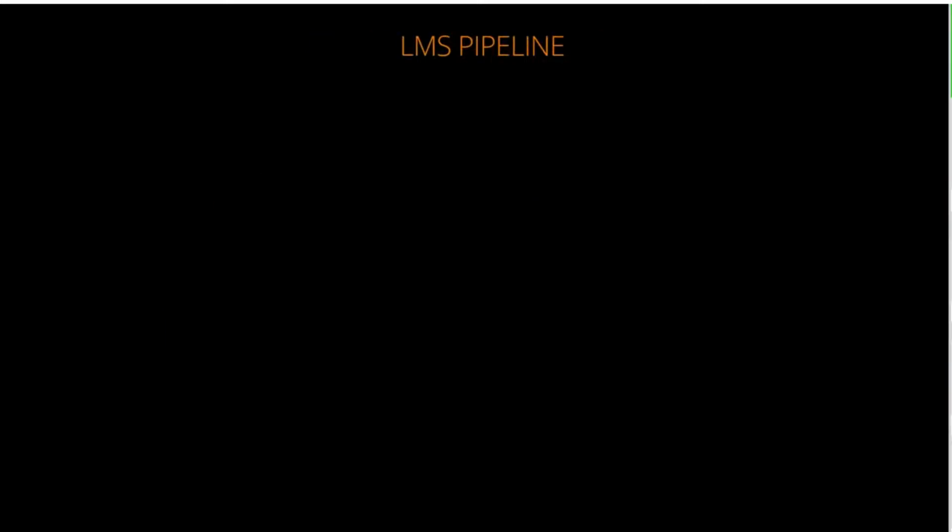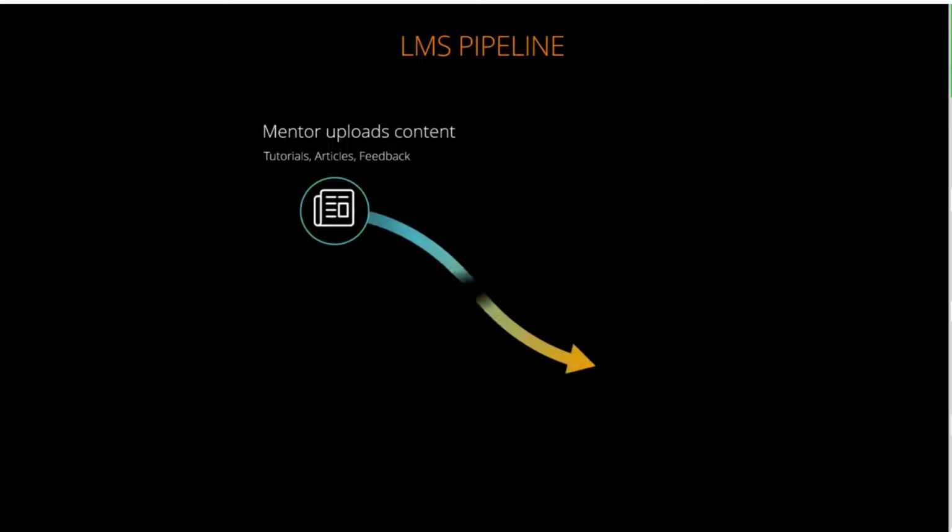Our LMS pipeline works like this. The first step is that the mentor will be uploading the content. This content can be tutorials, articles, or feedback on some of the assignments that the mentees have completed. And then once that information is shared, the next step is that AI modules are going to analyze that input.